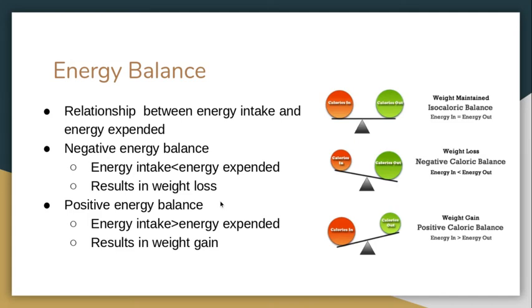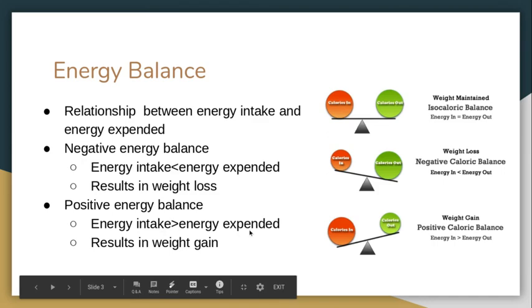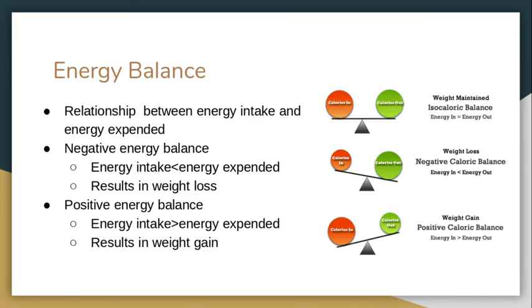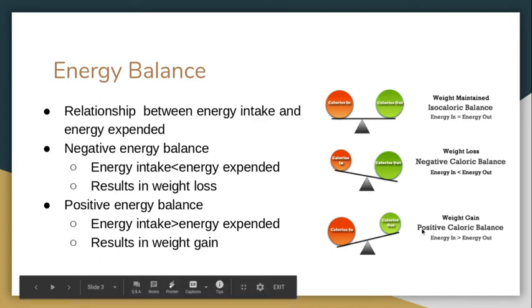Where a positive energy balance or a positive caloric balance would mean I'm eating a lot of food and I'm not moving my body so much. And so when that happens, you tend to gain weight. And so the scale is tipped the opposite way. So people looking forward to losing weight are going to decrease their calories and increase their movement. People looking to gain weight are going to increase their calories and reduce their movement.